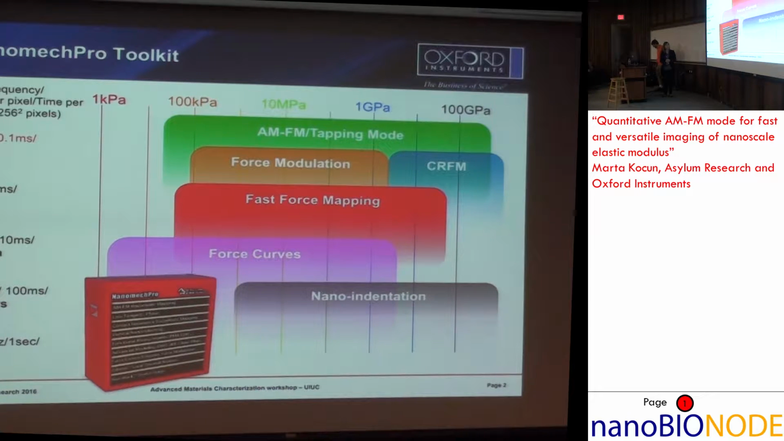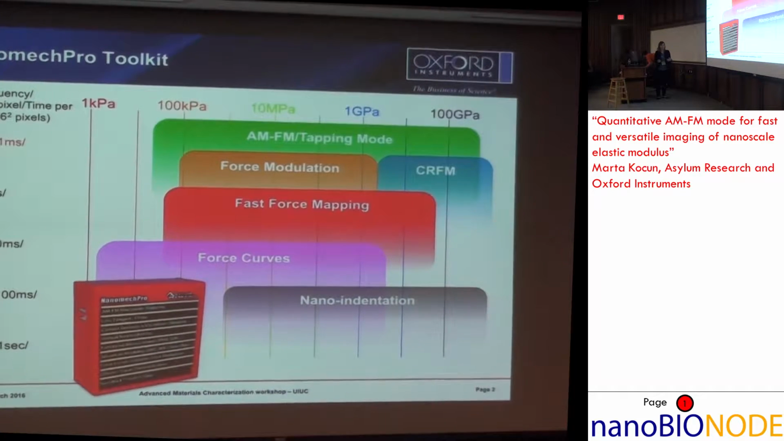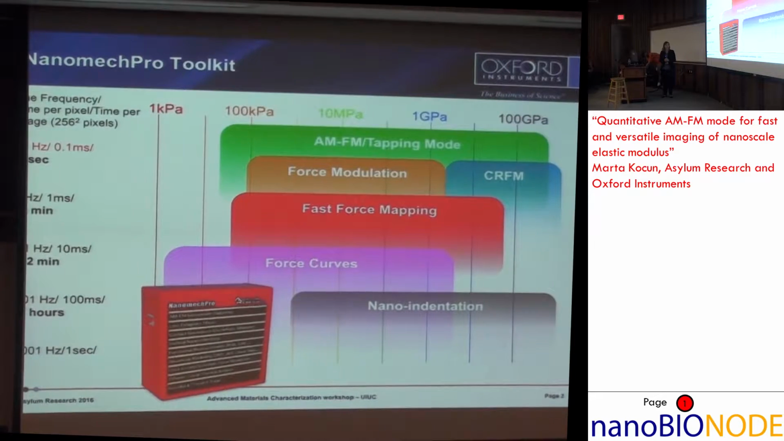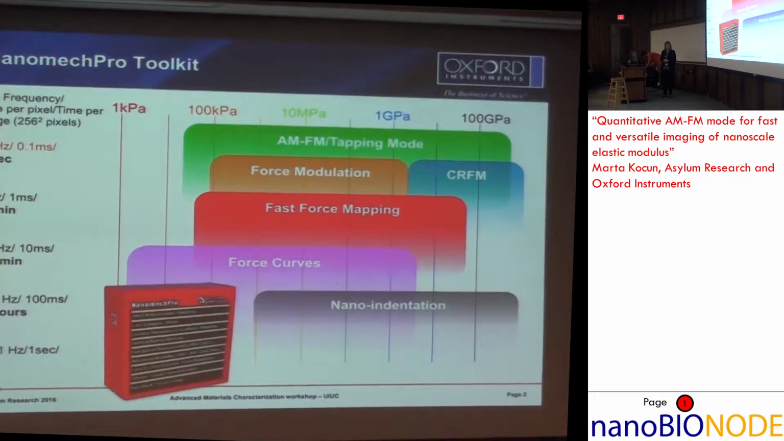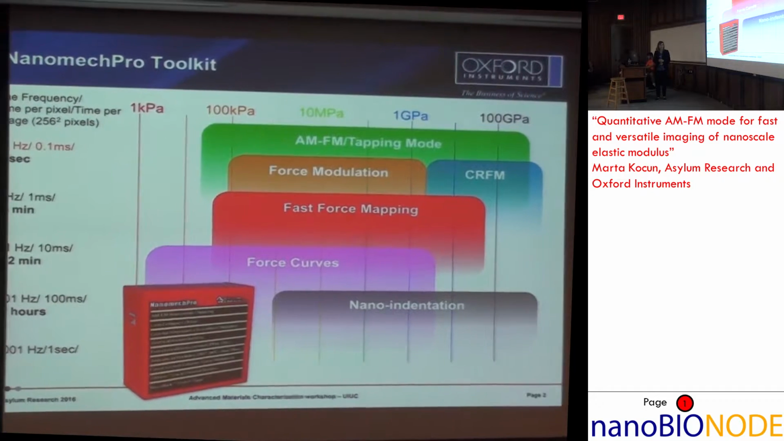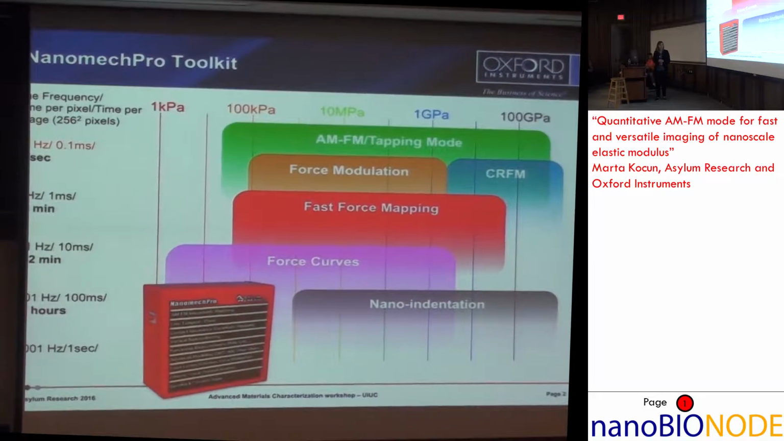On the top side, you see a range of moduli that you can have, the materials that are interesting. And on the left side, what you're seeing is the time spent depending on the technique you can use. At Asylum Research, we are really focusing on the fact that there is no one technique that can measure every material. So we have several techniques, and we call this our NanomechPro Toolkit. You have the toolkit here on the side.